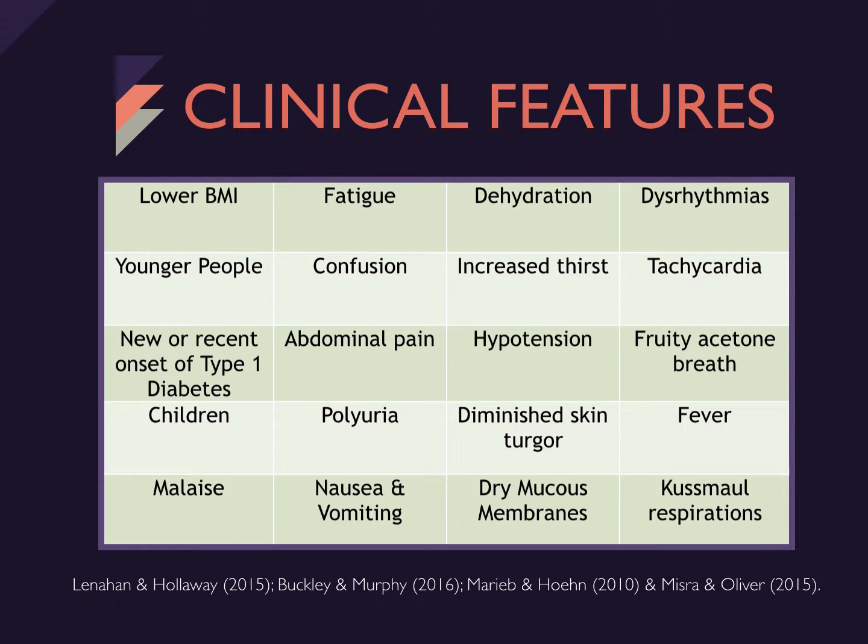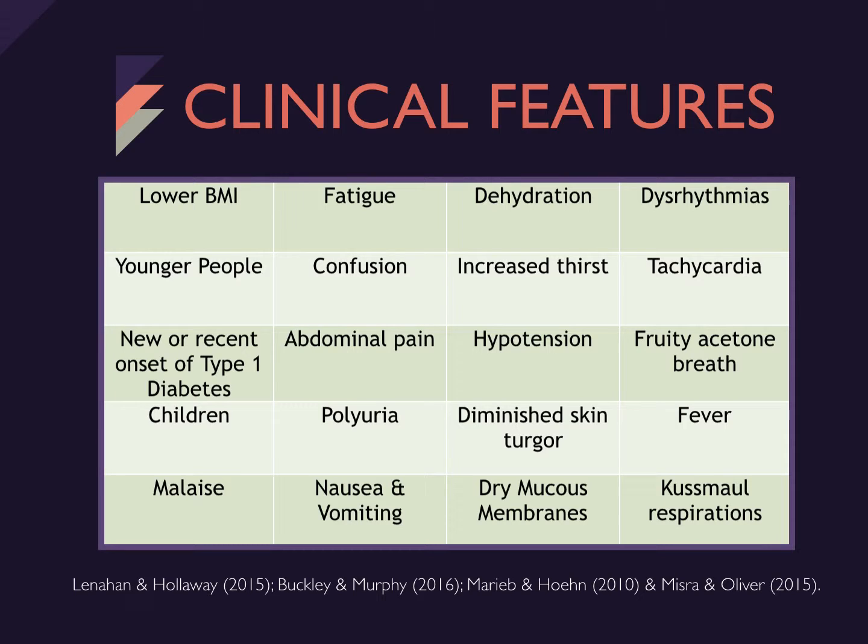Interestingly, Lenihan and Holloway find that DKA presentations are usually patients with a lower body mass index, are at a younger age, and have a new or recent diagnosis of type 1 diabetes. Young children are found to commonly present in DKA due to undiagnosed diabetes. Children younger than 3 were reported to have a 54% risk for DKA.